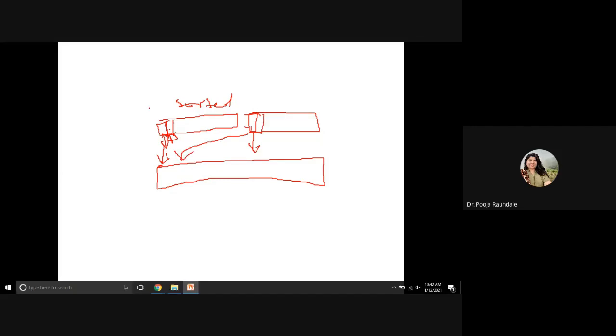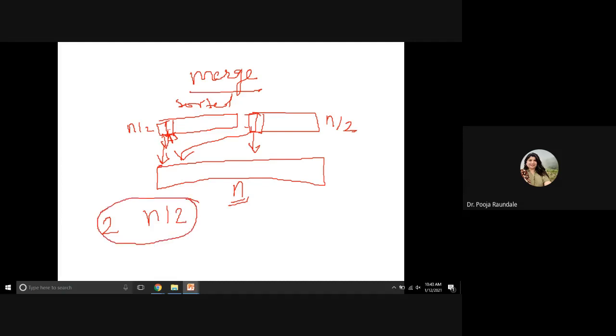So what is happening over here? We have n by 2 numbers here and n by 2 numbers here, right? And we are simply merging them into an array of size n. This is just a merge operation going on, performed on two arrays of n by 2 elements, which gives us the output of an array of size n.